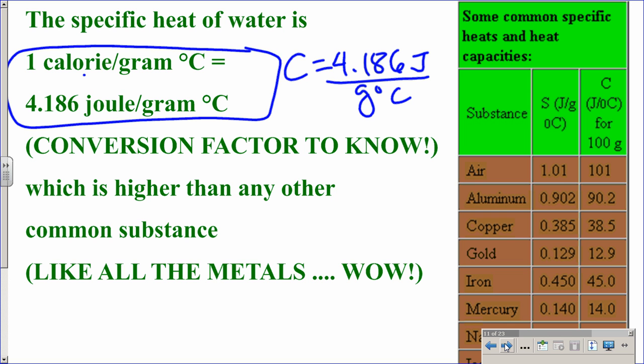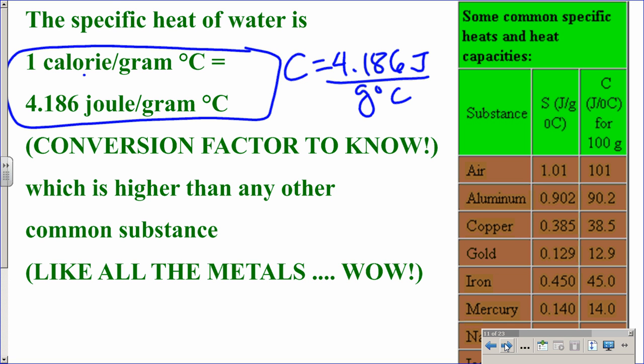Fun fact, it is higher than any other substance, really. Metals, I told you, we're going to be about what for specific heat? Under 1, like 0.5, 0.6, 0.9, whatever. Water is 4.18. That's crazy high, okay? So we'll use that a lot.